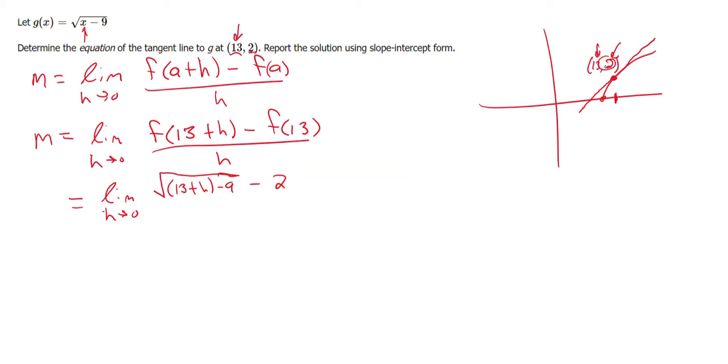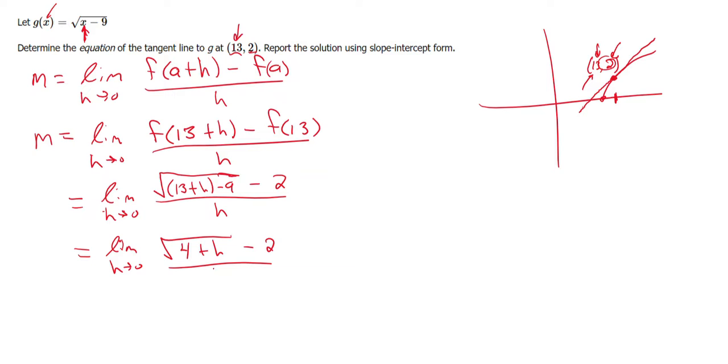If you didn't have that, by the way, if they just said it was at when x was 13, we could have found that, right? We could have found that by plugging in 13 for x, and then we would have ended up getting 2, right? Because this would be 13 minus 9. It's 4. Square root of that is 2. So, okay. Over h. I'm just going to simplify under the square root here. So that's equal to the limit as h approaches 0 of, and now 13 minus 9, so this is the square root of 4 plus h, minus 2, all over h.